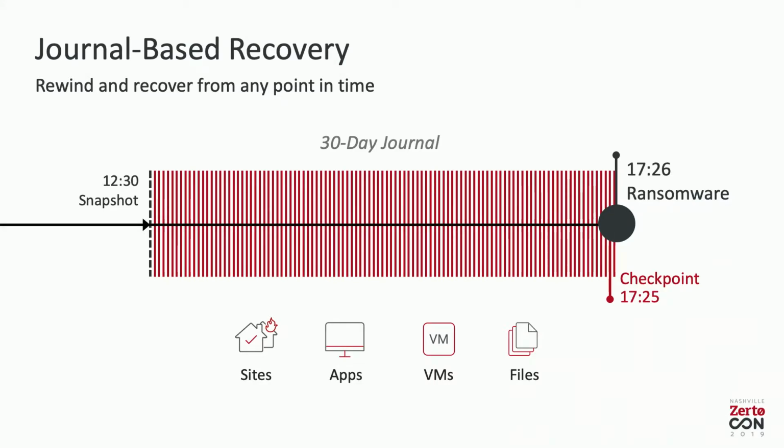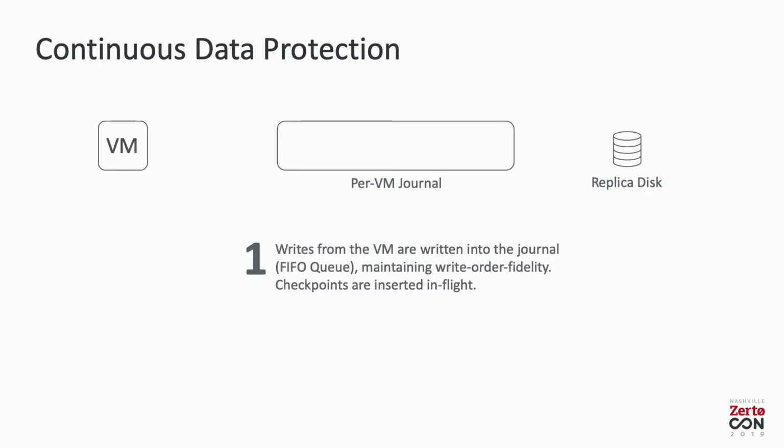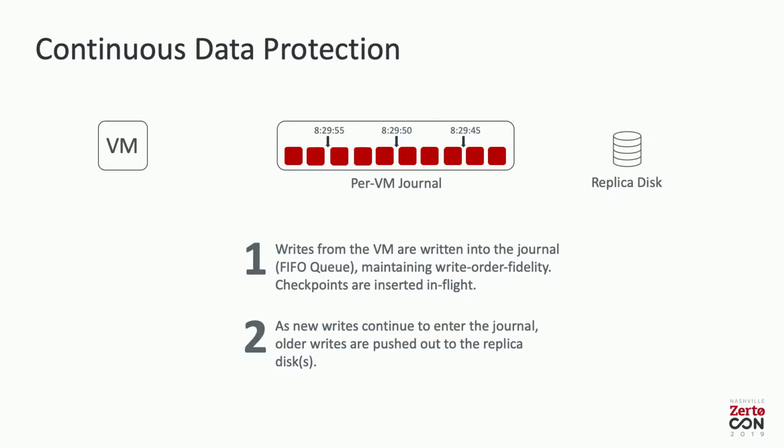Quick overview on CDP. Think of this journal, and now it is a per VM journal, so each VM is going to have its own journal. You'll be able to configure sizes, length, things like that based on your protection groups, et cetera. Now, it's a first in, first out queue. We write data into the journal, and when you get to the point where you reached your limit, we take that data that's going to expire out, and we write it down to the replica disk at the target. So we maintain a replica disk and a journal, and your most recent changes are inside that journal.